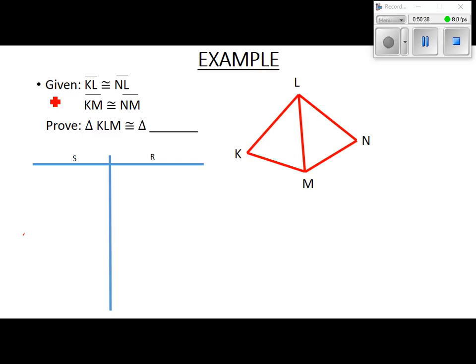Before I even look at any of the given information on this, has anybody got a guess as to what you might use in this one at some point? Reflexive property again. Segment LM is congruent to what? Segment LM, reflexive property. Those two triangles share that, right? As soon as you see this, before you even read what the problem's asking, you should realize both these triangles have segment LM in them. So probably somewhere through here, I'm going to use the reflexive property.